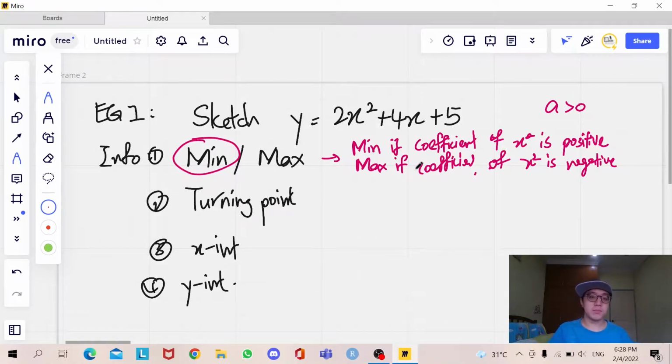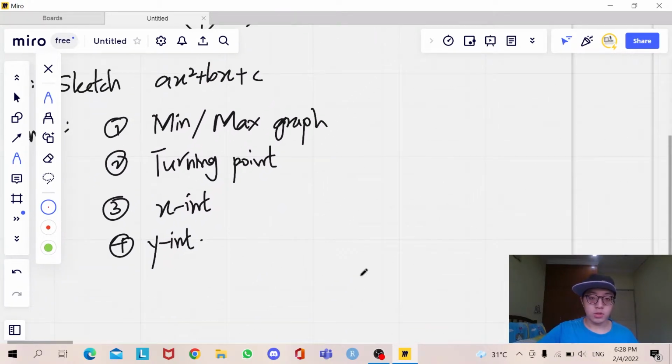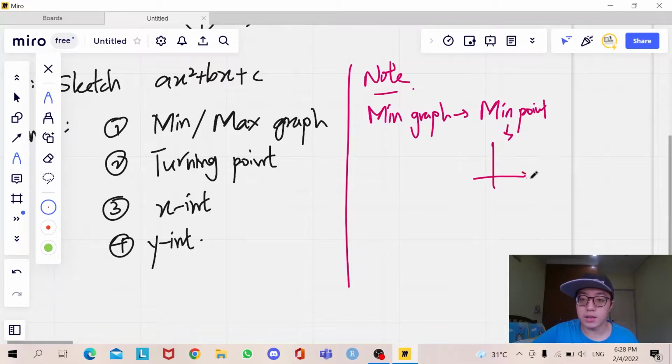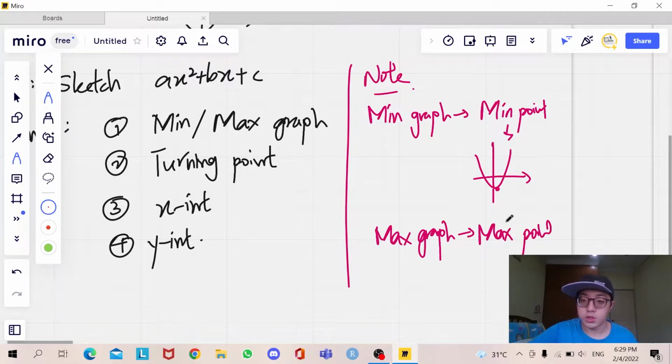What is a minimum graph and a maximum graph? Note: a minimum graph means that you have a minimum point. A minimum point in turn shows that the graph is a U-shaped graph, because we have a minimum point here. On the other hand, a maximum graph means that you have a maximum point, which means it's an inverted U shape, so you have a maximum point here. This is the difference between a minimum and a maximum graph.